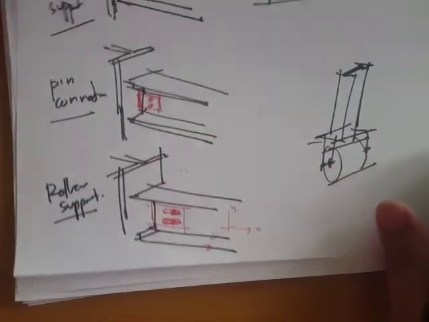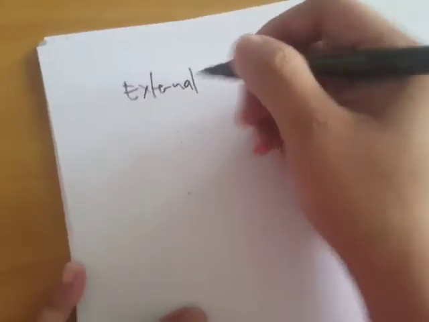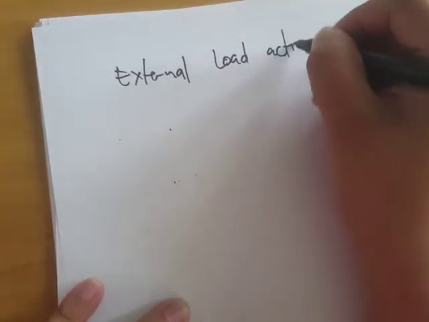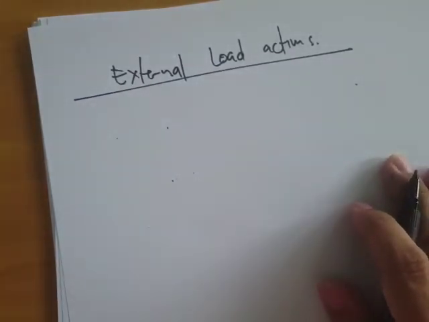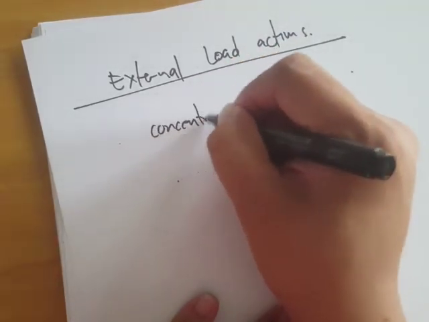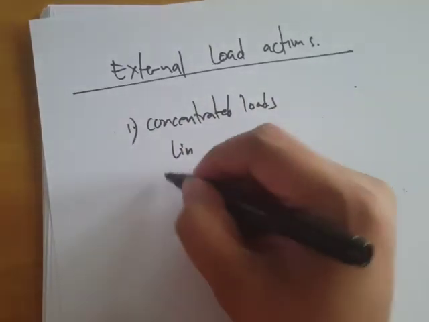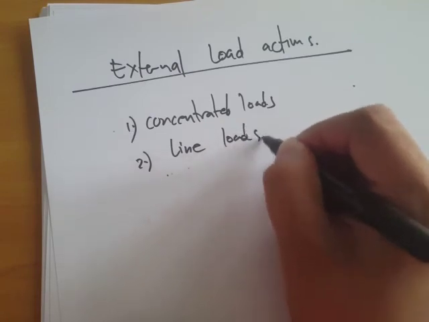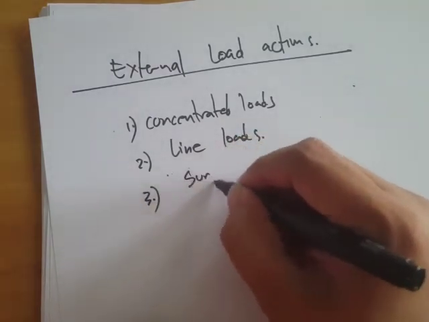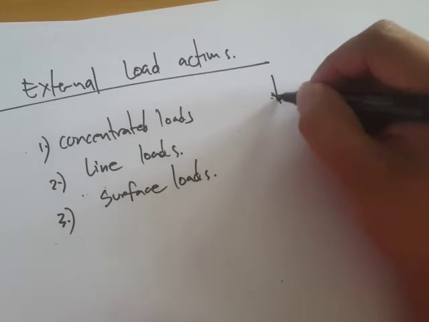Now we'll move on to the types of external load actions. So how do we model external load actions? Okay, so we can model external loads as number one, concentrated loads, number two, line loads, then number three, surface loads. Okay, so for concentrated loads, if you illustrate it, it's like this.